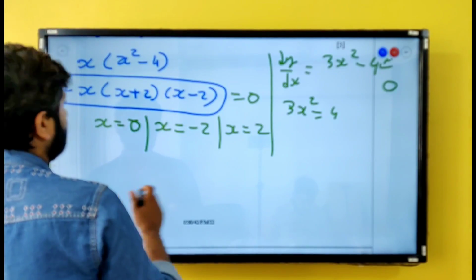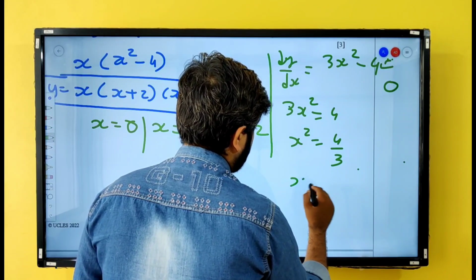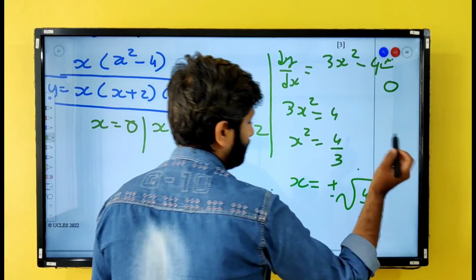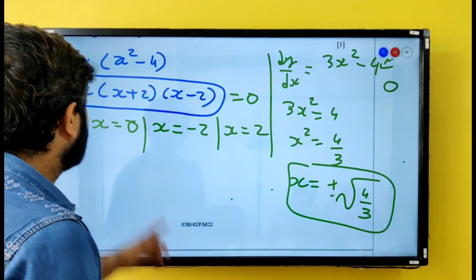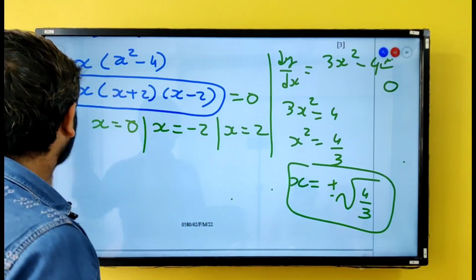and x square equals 4 by 3. So technically x is equal to plus or minus under root 4 by 3. So I also have my 2 stationary points, and I have my 3 points where the line is crossing the x-axis.